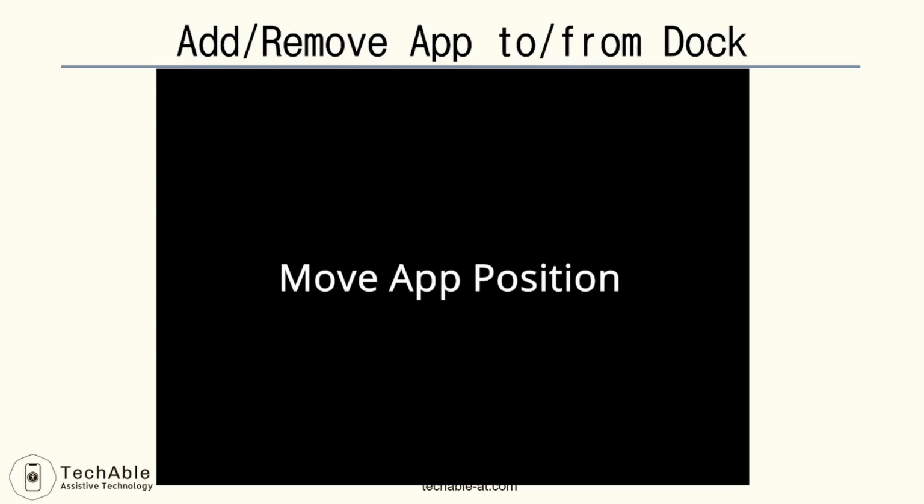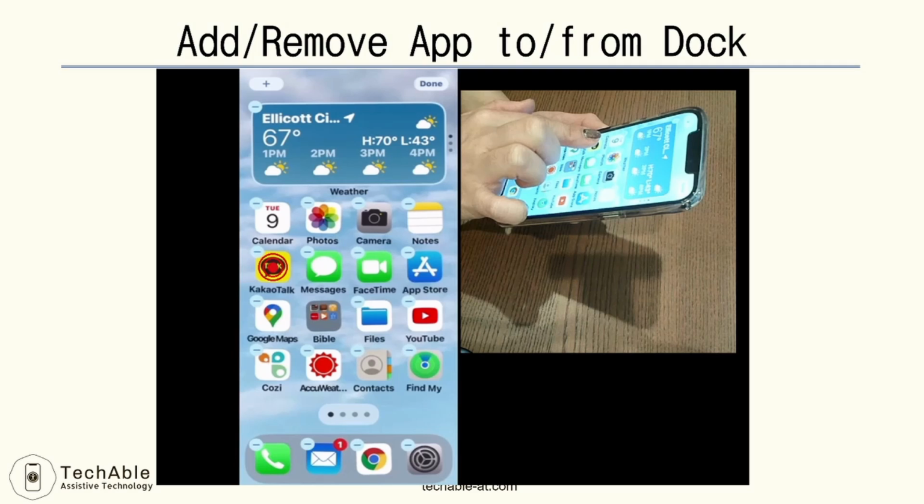Now let's look at how to move an app's position. So I'm going to move this yellow colored app called KakaoTalk around the home screen. To move an app on the home screen, you just need to place your finger on the app and drag your finger on the screen to the position where you'd like to move the app to, and then release your finger.